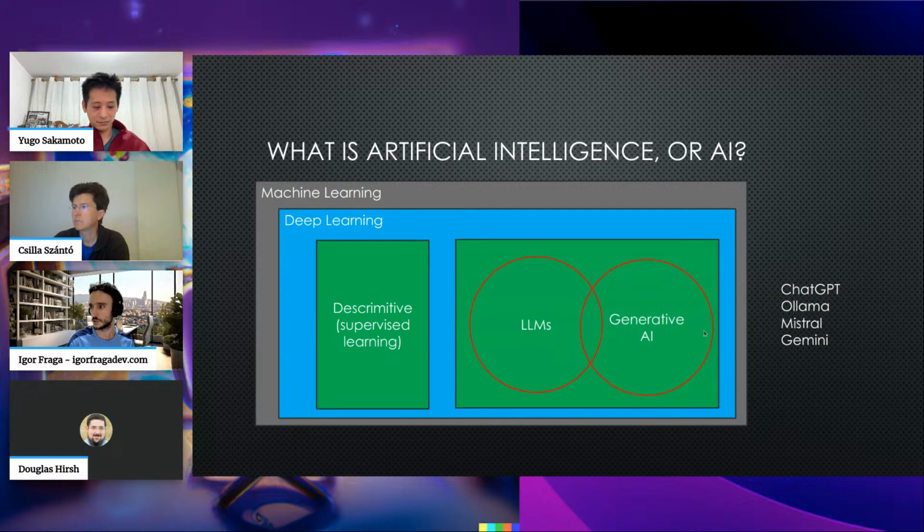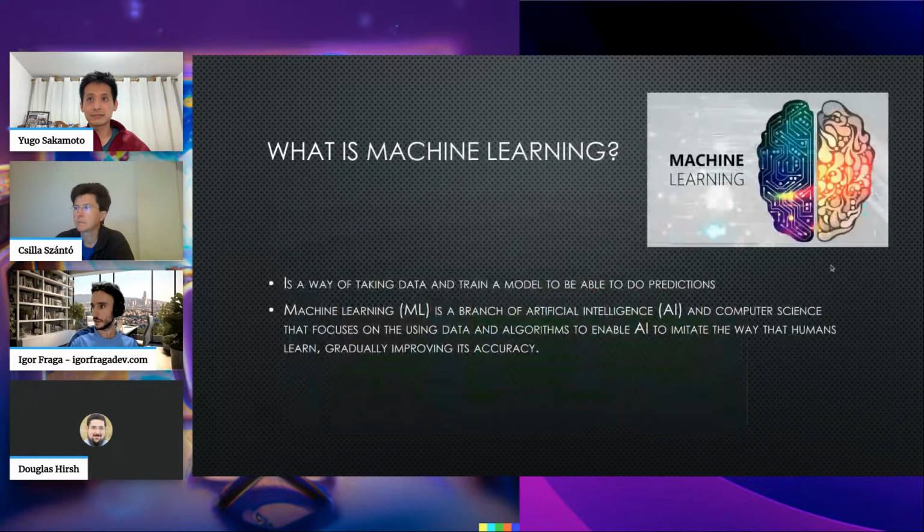These two are the most famous and trending ones for now. The most common and famous one, I would say, is ChatGPT. Everyone knows it, but we have a whole bunch of them. Ollama is a local one. Mistral, you can run that. Ollama and Mistral run locally, and Gemini is the artificial intelligence from Google.